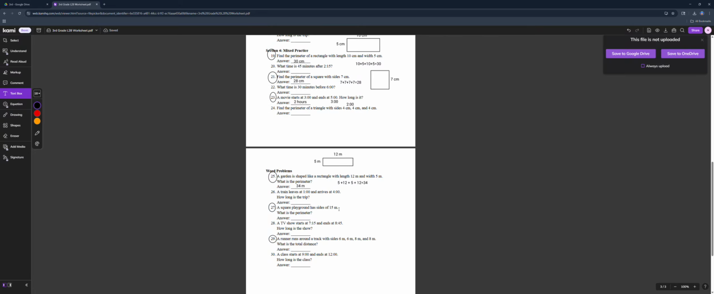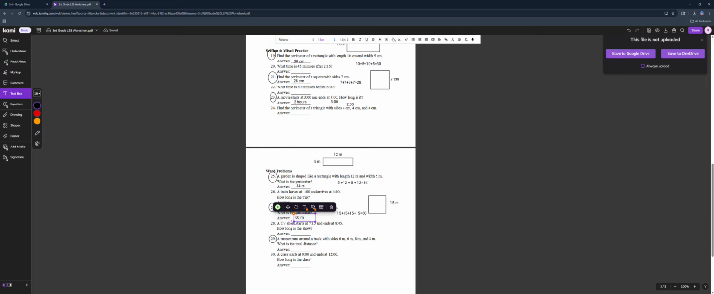27, a square playground has sides of 15 meters. This is basically just each side of the square is 15 meters, and we just have to add all four sides. So this would be 15 plus 15 plus 15 plus 15. And we know 15 plus 15 is 30, so we then do 30 plus 30, then we get 60. So the perimeter of this square playground is 60 meters.